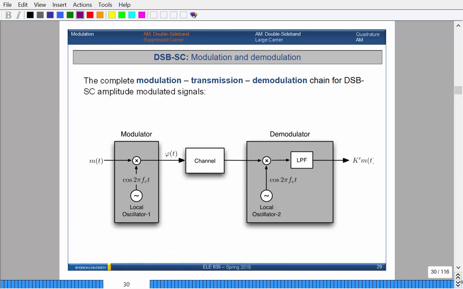Okay, just a couple more slides, then we'll take a break. So the actual pipeline, if you want to go from original message, to transmit, and then receive, this is what it looks like. This is your message signal. Your modulator is basically taking your message signal and multiplying it by a cosine of a known frequency, the carrier frequency. This is the output here, so this would be the transmitted signal.